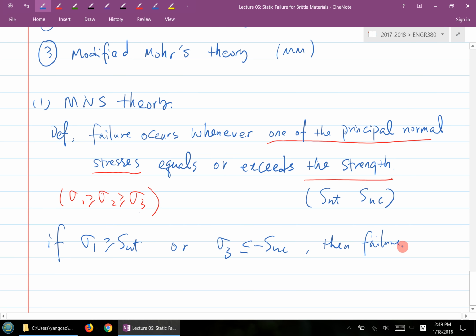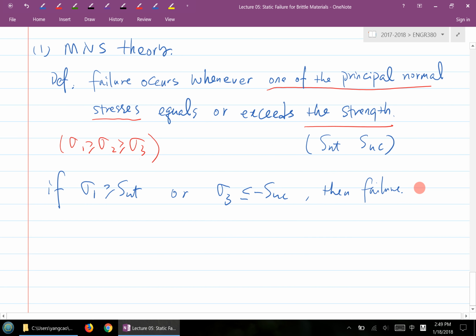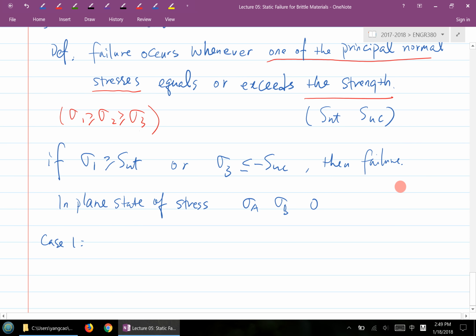So let's summarize. This is a simple statement, but as we have done before, we always put it into 3 different cases. We look at plane state of stress, which means you have a sigma A, sigma B, and a 0. But we look at each one of the cases to be more specific. The first scenario is when you have sigma A greater than sigma B greater than 0. So these 2 are greater than 0.